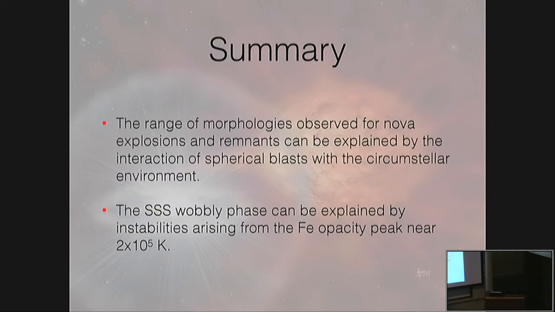No other smoke and mirrors are needed. We don't even need magnetic fields to do this. We probably need them to do other parts of the observations that we can't explain with hydrogen. Surrounding the explosion, and we think we can explain all of these peculiar nova things using that. The SSS wobbly phase, I think, and Yanfei and I think that of massive stars. So, any questions?